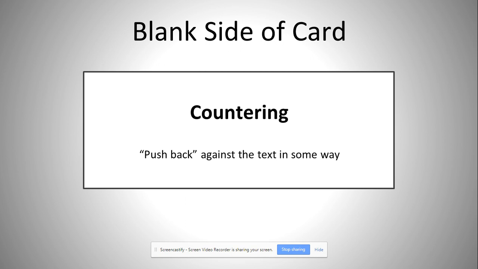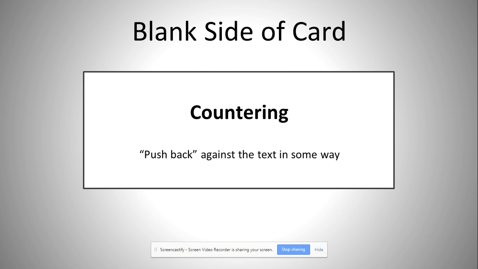On your note card in your foldable on the blank side, you wrote the definition of countering as pushback against the text in some way. This is where, after you have stated your claim and you've provided lots of evidence to support your claim and explained how the evidence supports your claim, you need to take a moment and give consideration to the opposing side.